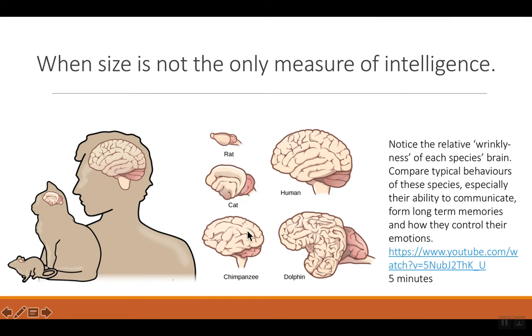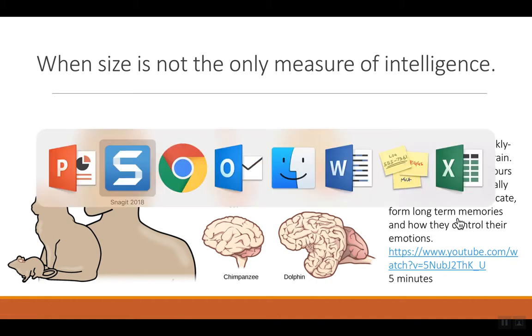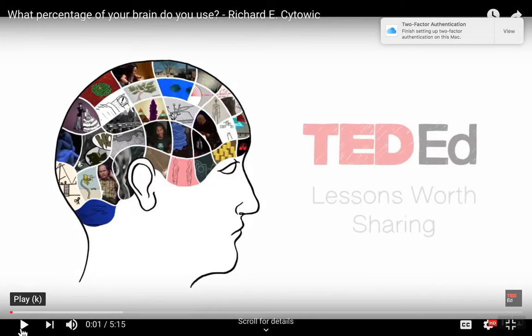Chimpanzees, our closest relatives, they have a slightly bigger brain than a cat, but more importantly, they have a much more wrinkled brain. So that surface area is really increased. So by increasing that surface area, we know we've got a much more intelligent animal there. And finally, the dolphin. Well, we know that dolphins have got great intelligence, very social beings, great at communicating, and they have a large brain, but they also have a very wrinkled brain. Okay. We'll look a little bit in this video at typical behaviours of these species. We'll look at how they can communicate with each other.